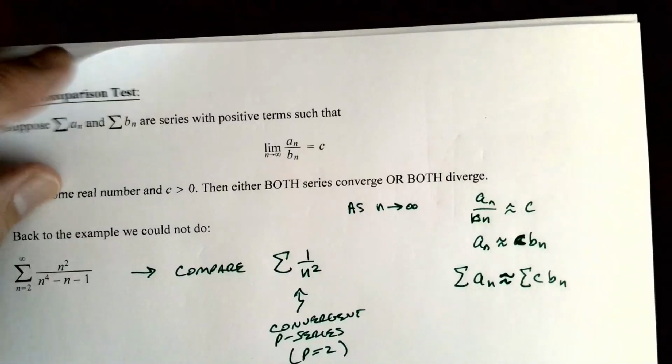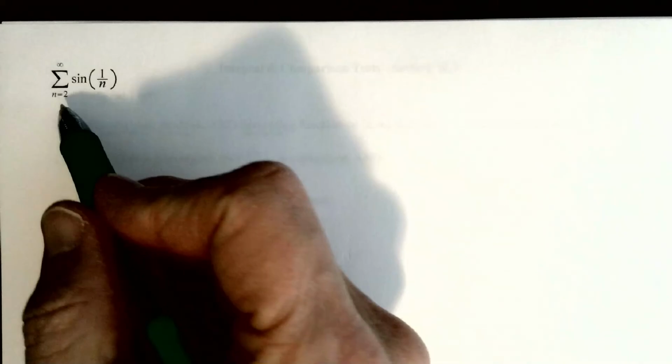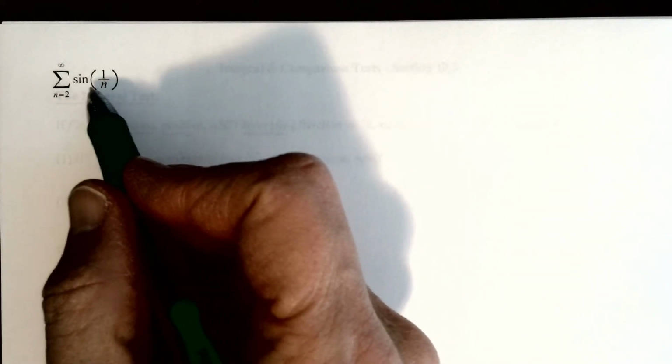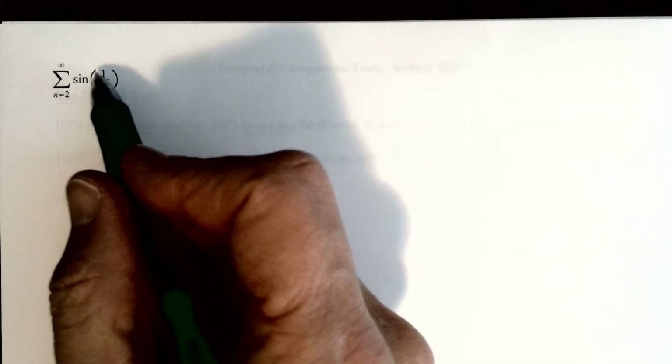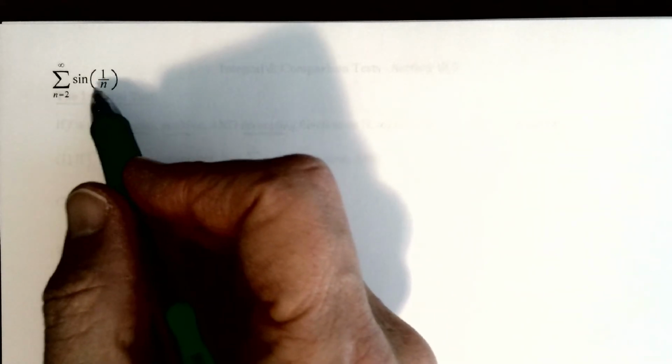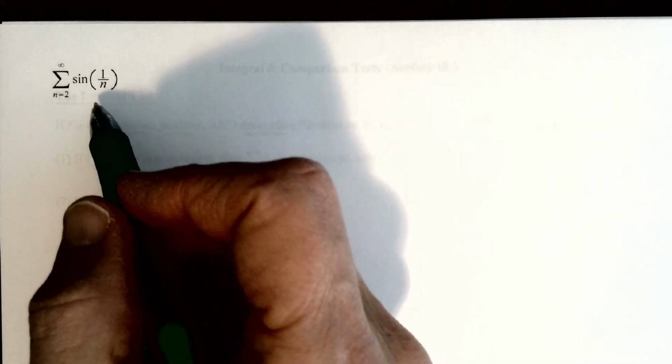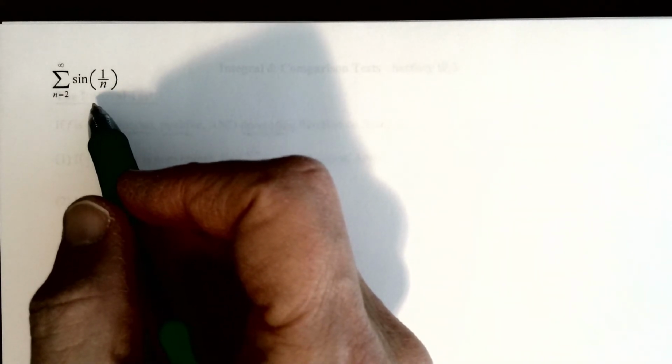Let me do one more example with limit comparison. Kind of a fun little series here. Now as n goes to infinity, 1 over n we know is going to 0, and sine of 0 is 0. So the terms of this series are indeed going to 0. But we're going to find out that this series actually diverges.